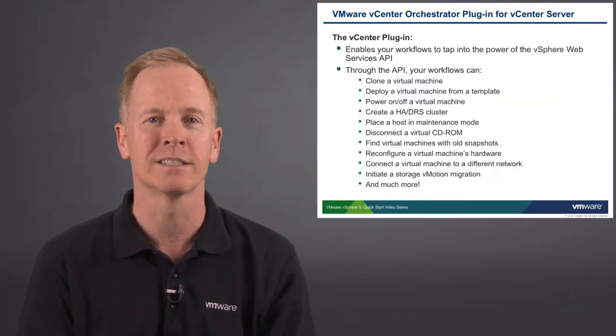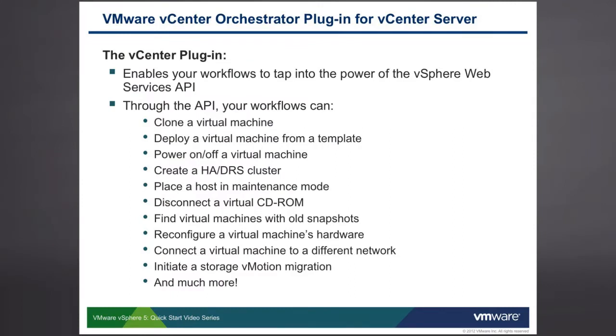with our vSphere infrastructure. The vCenter plugin is included with Orchestrator, and what it allows you to do is to enable your workflows to tap into the power of the vSphere Web Services API. That's the same API that tools such as the vSphere client use to communicate with your vCenter server and your vSphere infrastructure. Through that API, your Orchestrator workflows will be able to do things such as clone virtual machines, deploy virtual machines from templates, power them on, power them off. But not only will you be able to administer virtual machines, the API allows you to administer hosts, data stores, clusters. Essentially, you can do everything in your Orchestrator workflows that you could do from the vSphere client itself.